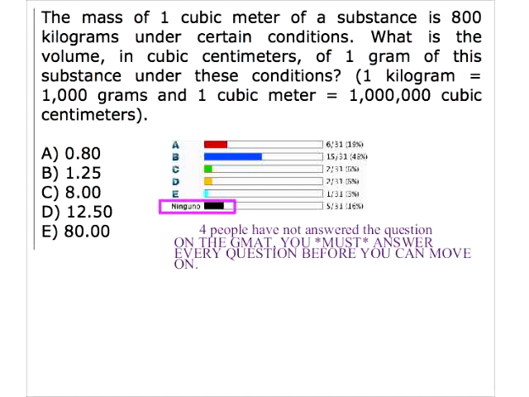So if you are one of the 4 people who has not answered this question, then make sure you understand that you need to start doing that. I mean, I can't force you to answer it, but if you're not answering it, you're not doing yourself any good.